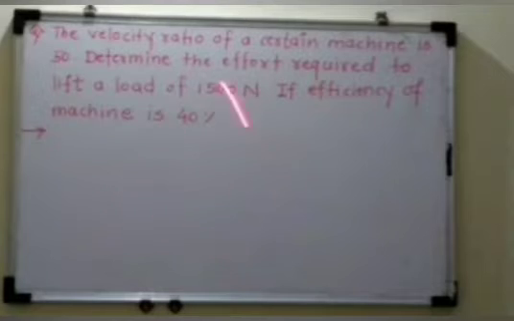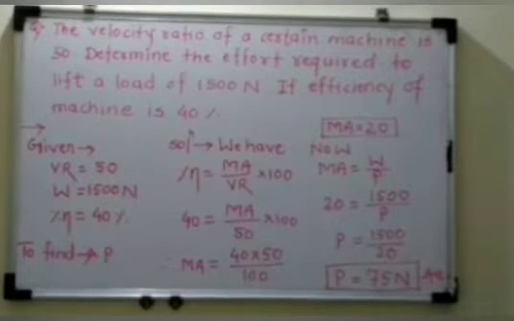So after identification we have to write the given data. Writing the given data is very simple. If there is a velocity ratio we will write VR. If there is an effort, we know that effort is denoted by P. Then the load is nothing but W. Efficiency is nothing but eta. So first of all we will write the given data. Here we have written the given data.